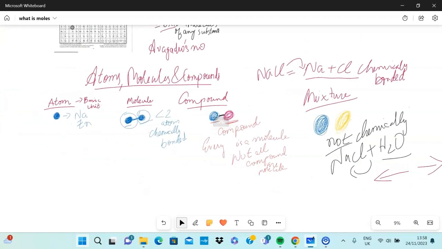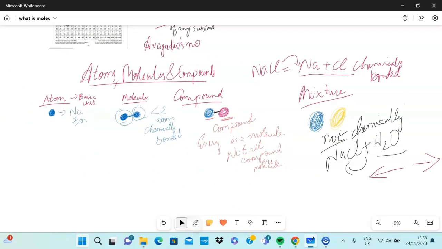What's the difference between atoms, molecules, and compounds, and as a bonus, mixtures. It's good to know mixtures as well. Anyway, those are the most important things that you need to understand. If you haven't understood that, please go back to the part where I explained this. Still not, just comment down below and I will try to explain it again.